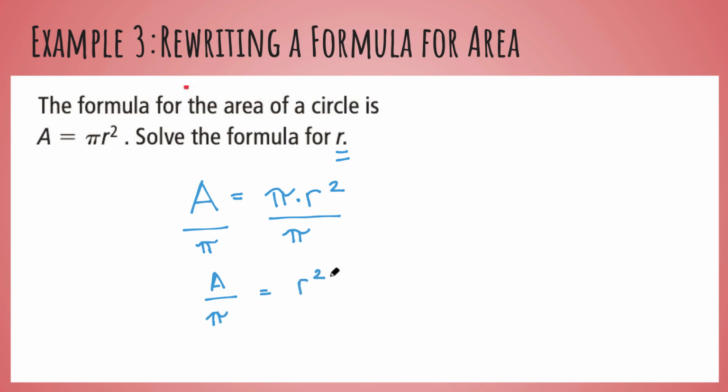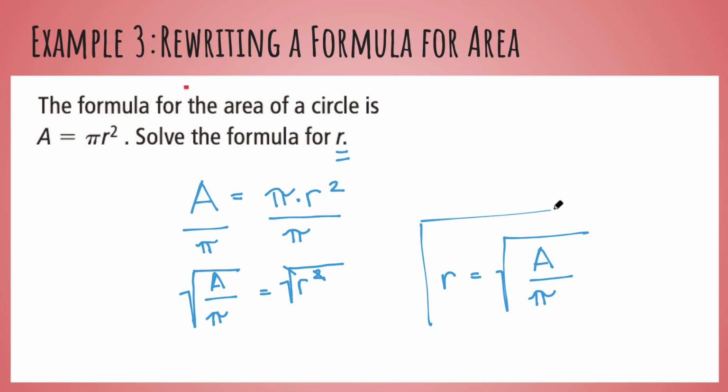Now, in order to get rid of the squaring, the inverse process is to take the square root. So we need to take the square root of both sides, and then over here, we're left with r is equal to, because the square and the square root cancel, the square root of the area of the circle divided by pi. And there you solve for the radius.